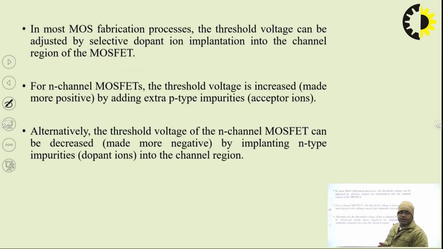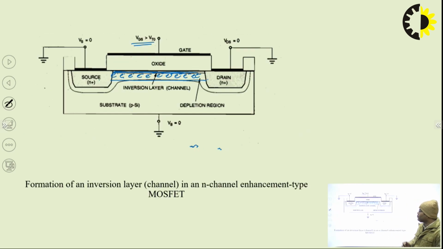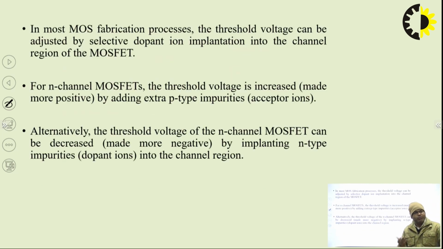In the MOSFET fabrication process, the value of threshold voltage can be varied by selective doping. In most MOS fabrication processes, the threshold voltage can be adjusted by selective dopant ion implantation into the channel region of the MOSFET. For an n-channel MOSFET, the threshold voltage is increased by adding extra p-type impurities. Alternatively, the threshold voltage can be lowered, made more negative, by implanting n-type dopant atoms. So, the threshold voltage can be adjusted at the time of fabrication itself.